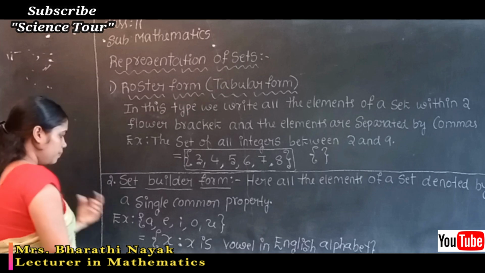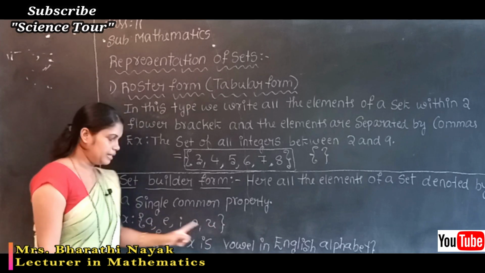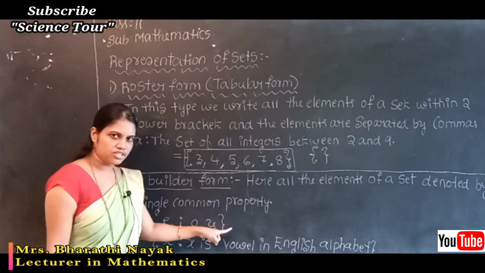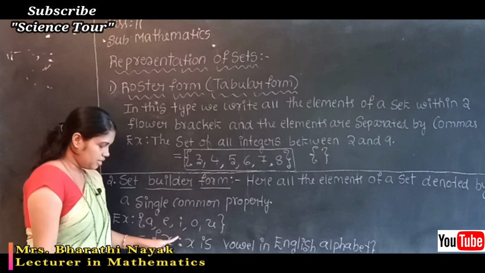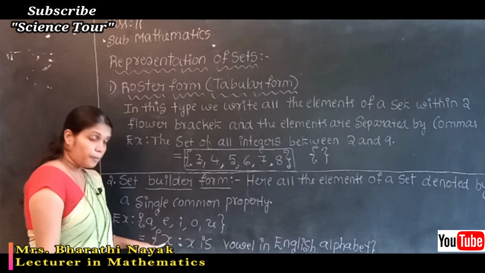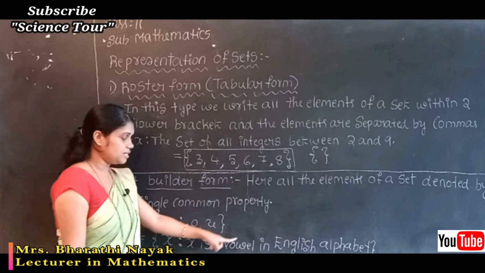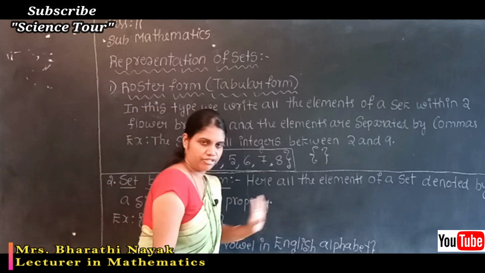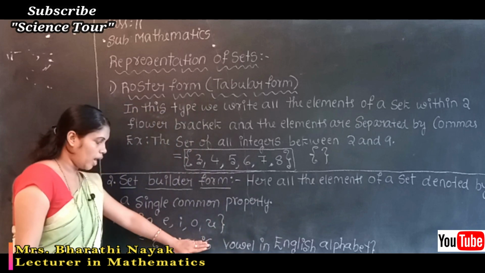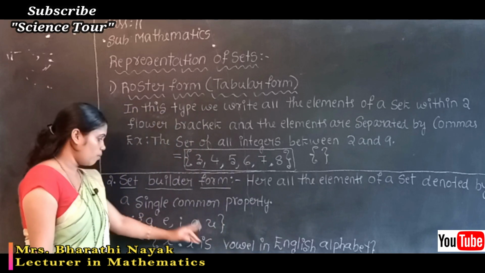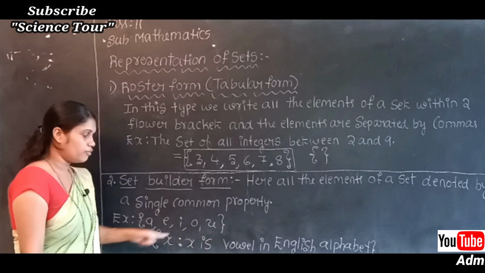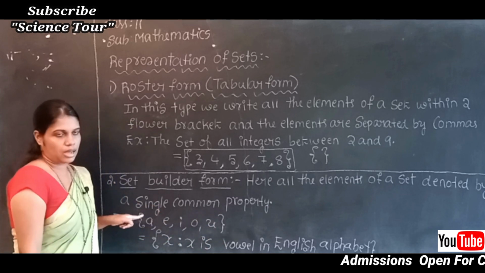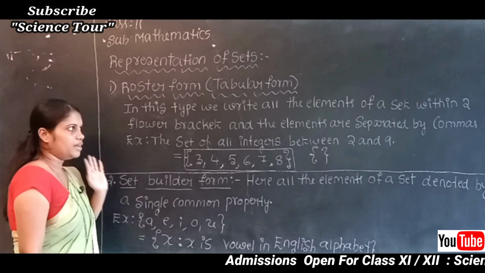Okay, see here, instead of writing all the 5 elements, I'll represent all these 5 elements by the single letter x. What is the property of this x? x is a vowel in the English alphabet. So this is known as the set builder form of this given example. These two methods are very important.